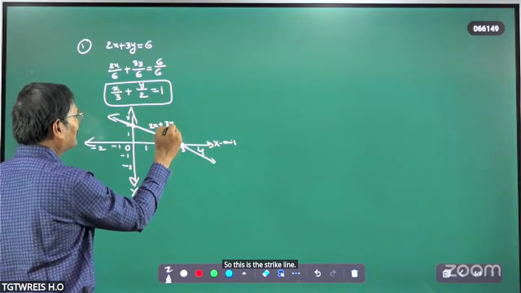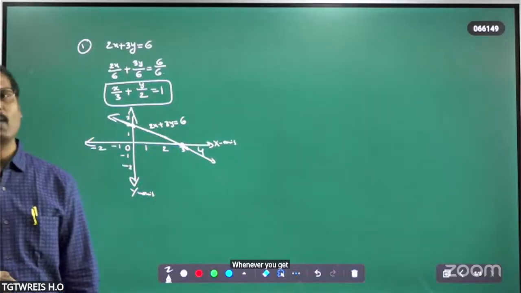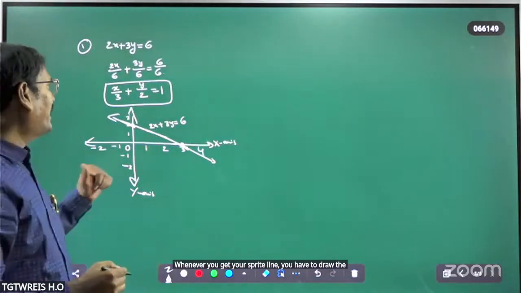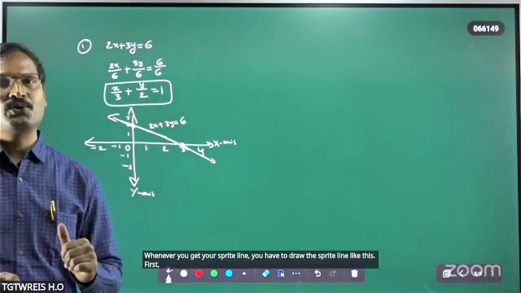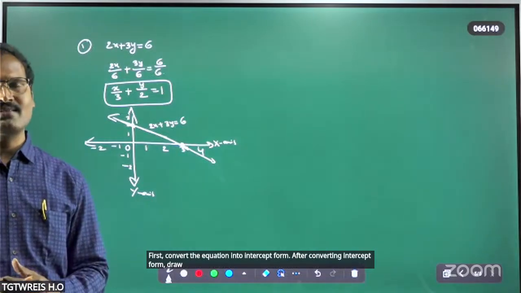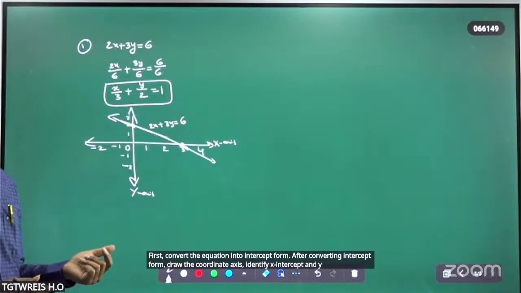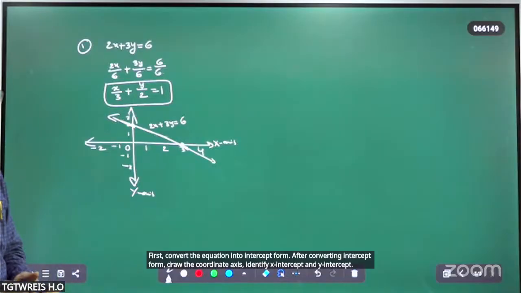2x plus 3y is equal to 6. Whenever you get a straight line, you have to draw the straight line like this. First, convert the equation into intercept form. After converting to intercept form, draw the coordinate axis, identify x-intercept and y-intercept, and draw the line.